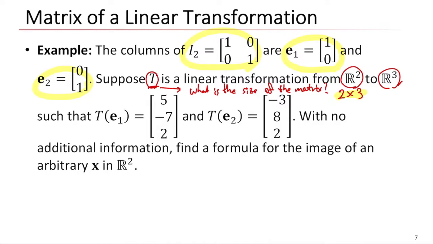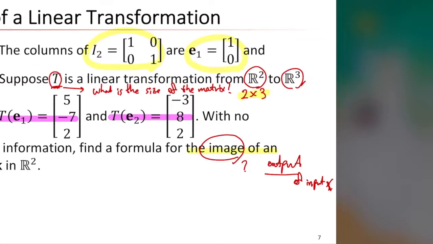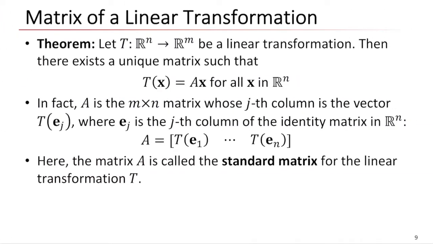Anyway, let's say T of elementary vector e1 is equal to something like this, and the transformation of the elementary vector e2 is something like that. So with no additional information, find the formula for the image of an arbitrary vector x in R2 space. So what is the image? The output, right? The output of the transformation of the input x, right? So yeah, let's do that. Okay.